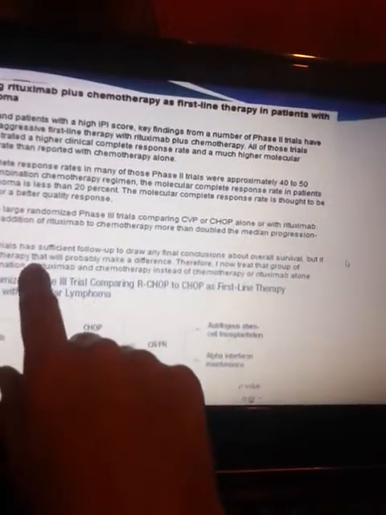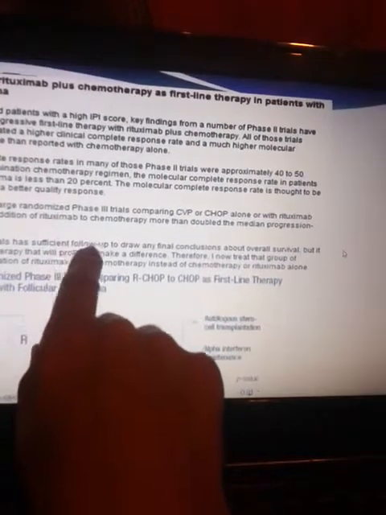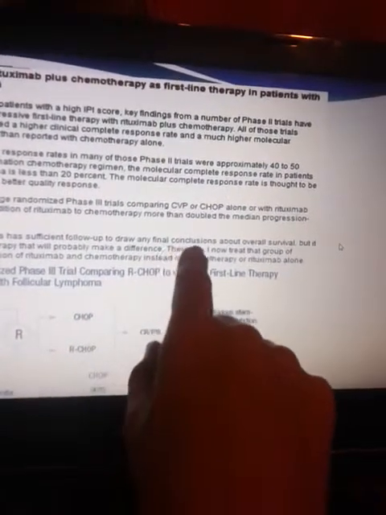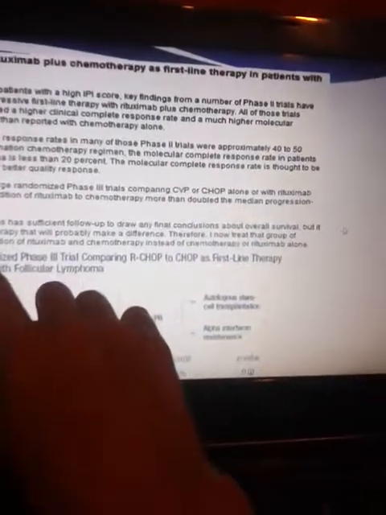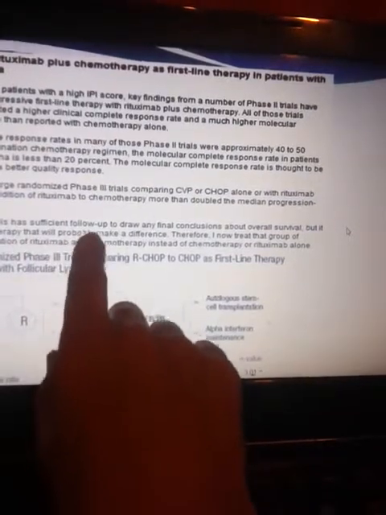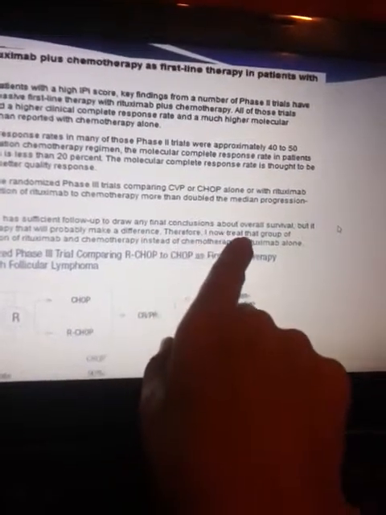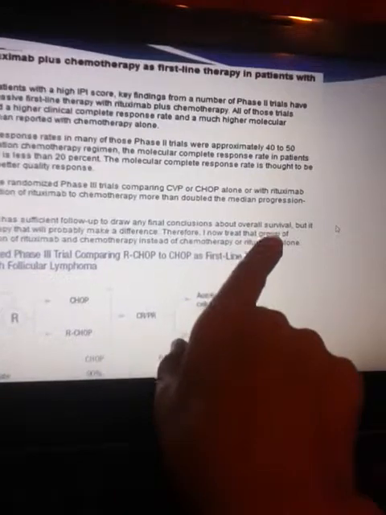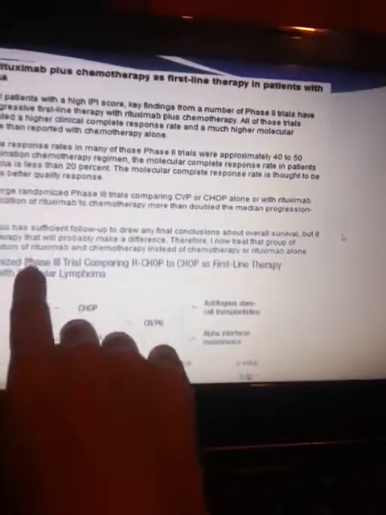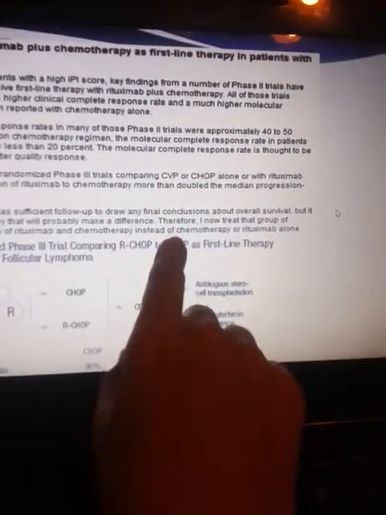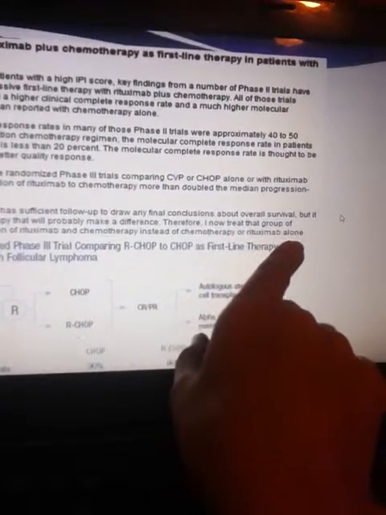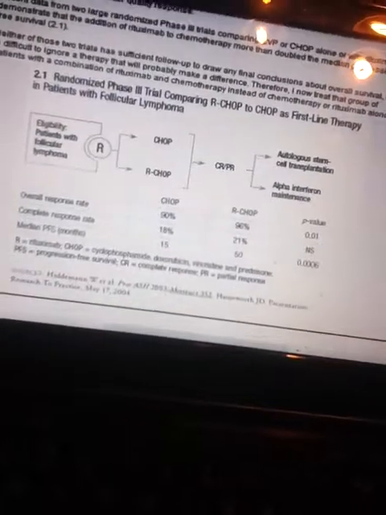Neither of those 2 trials has sufficient follow-up to draw any final conclusion about overall survival. But it is difficult to ignore a therapy that will probably make a difference. Therefore, I now treat that group of patients with a combination of rituximab and chemotherapy, because it is better than chemotherapy or rituximab alone. Randomized phase 3 trial comparing R-CHOP to CHOP as a first-line therapy in patients with follicular lymphoma.